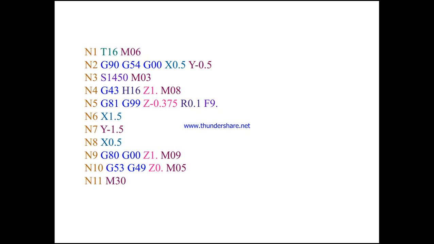N9, that is the drilling cycle is cancelled with G80, and the coolant is turned off here. N10, taking the machine coordinate system G53 into account, the drill is taken to the Z0 position. Tool length compensation is cancelled with G49, and the cutter rotation is stopped with M05. N11, the CNC part program ends here.